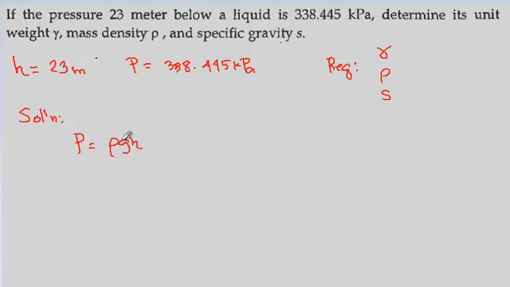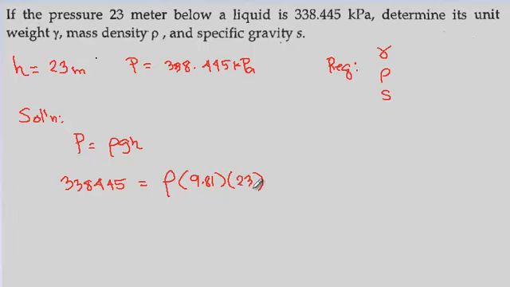In this case, we know that the pressure is 338.445 kilopascal, but here we convert that to Pascal. How do you convert kilopascal to Pascal? You multiply by 1,000. So that's 338,445. Now that will be equal to rho of the fluid times g, which is 9.81, times h, which is the depth, 23 meters.